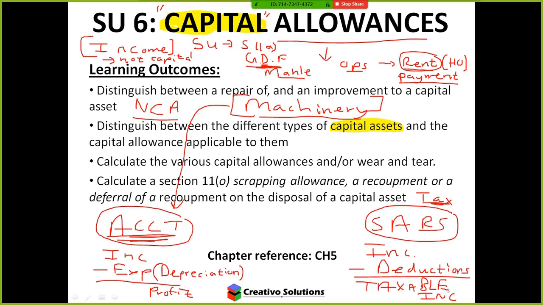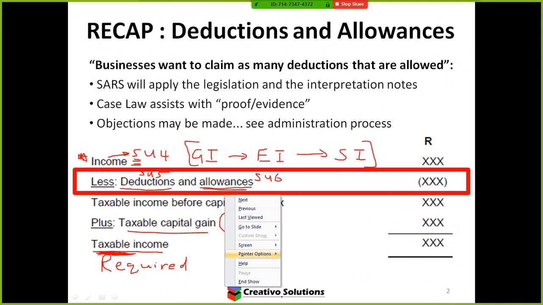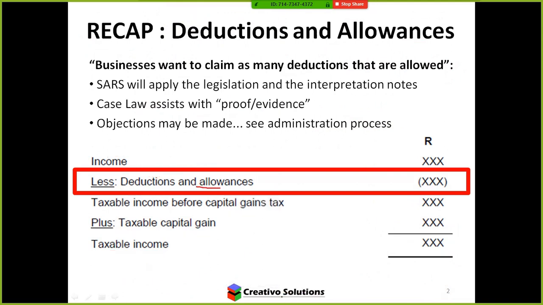When looking at a capital allowance, you're not going to be able to claim the cost of the machinery in terms of your purchase, because that's buying machinery, not using it. What the tax rules and laws say is that as part of this subtraction, I'm going to also include allowances. So it's deductions and allowances. And that's why you've got this slide here. This is what I'm looking at in study unit 6.